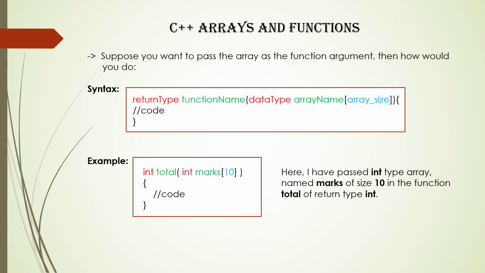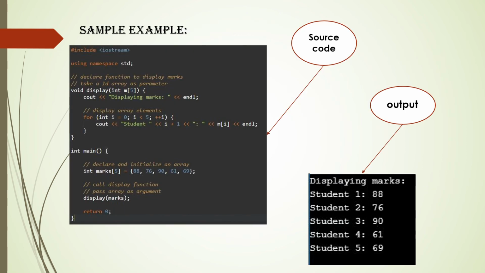Let's see one example to get it more clear. The function named display is made here, and the array named m of size 5 is passed as an argument. What the function is doing is simply displaying the elements stored in that array. And in the main function, I have initialized one array named marks and assigned values in it. Then I have called the function display, passing that array marks as the argument. So this array will be assigned to the array which we mentioned while declaring the function. And the function will display the elements stored in the array. See the output part. So now we have completed this topic.